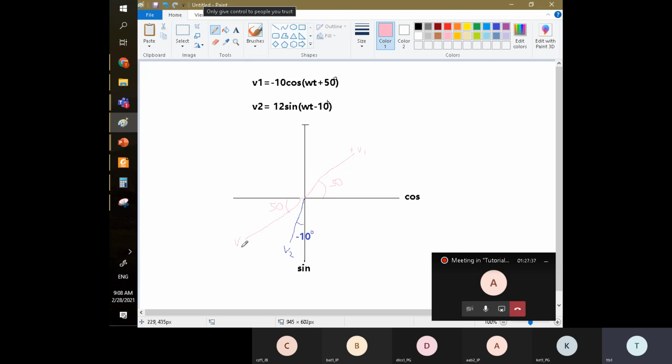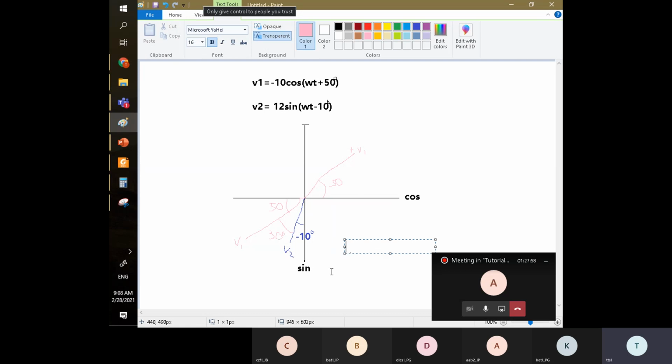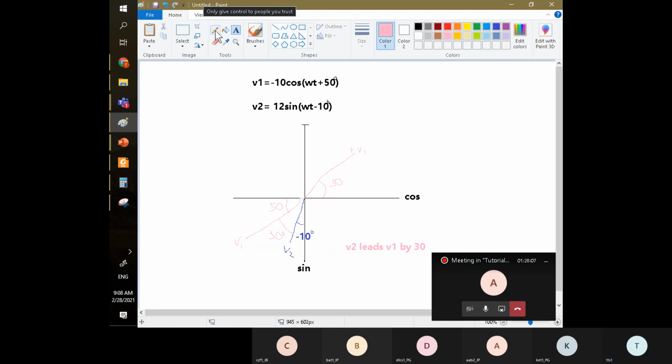Now, of course, V2 leads V1 again, right? V2 leads V1 again. So the difference is what? Difference is 30. 30, right? So the answer is, let me check the answer. V2 leads V1 by 30. Okay. V2 leads V1 by 30 degree. So this is the answer.